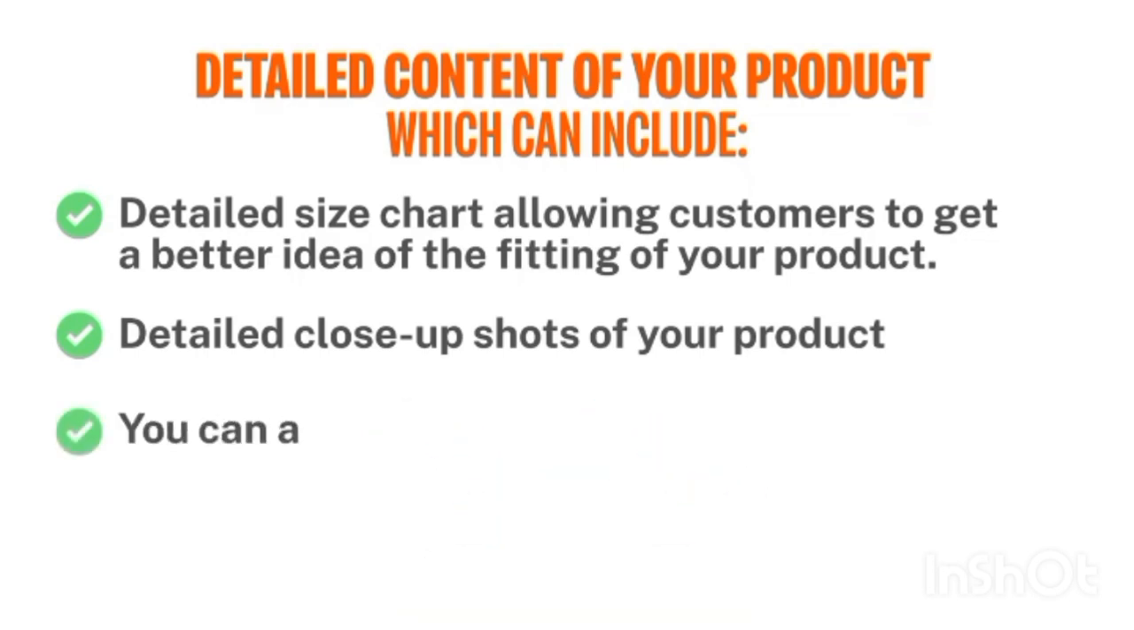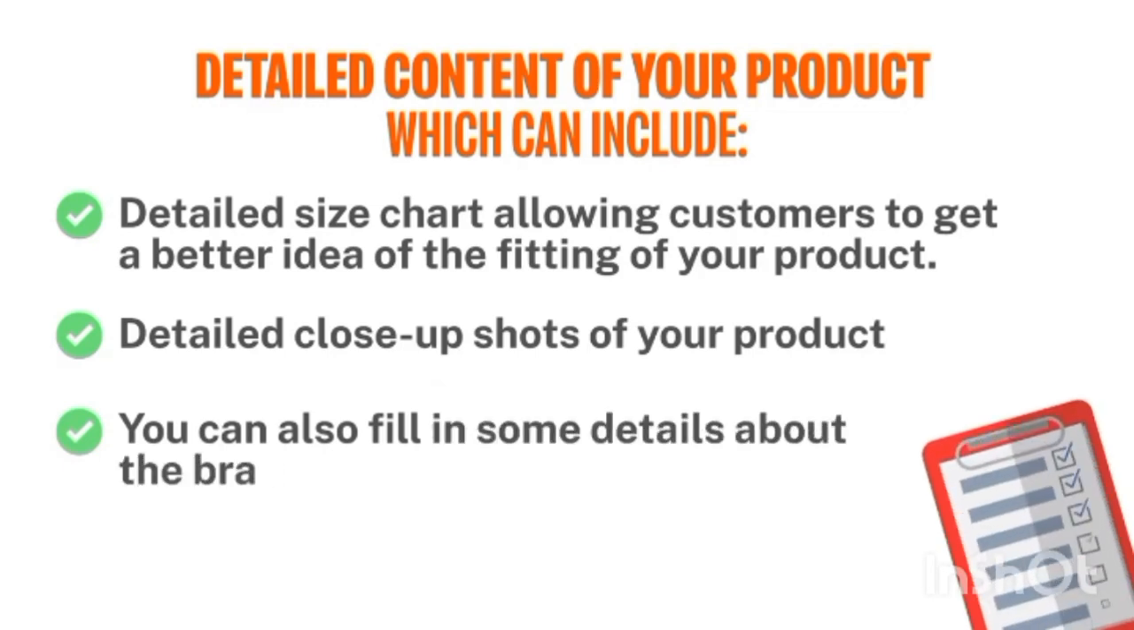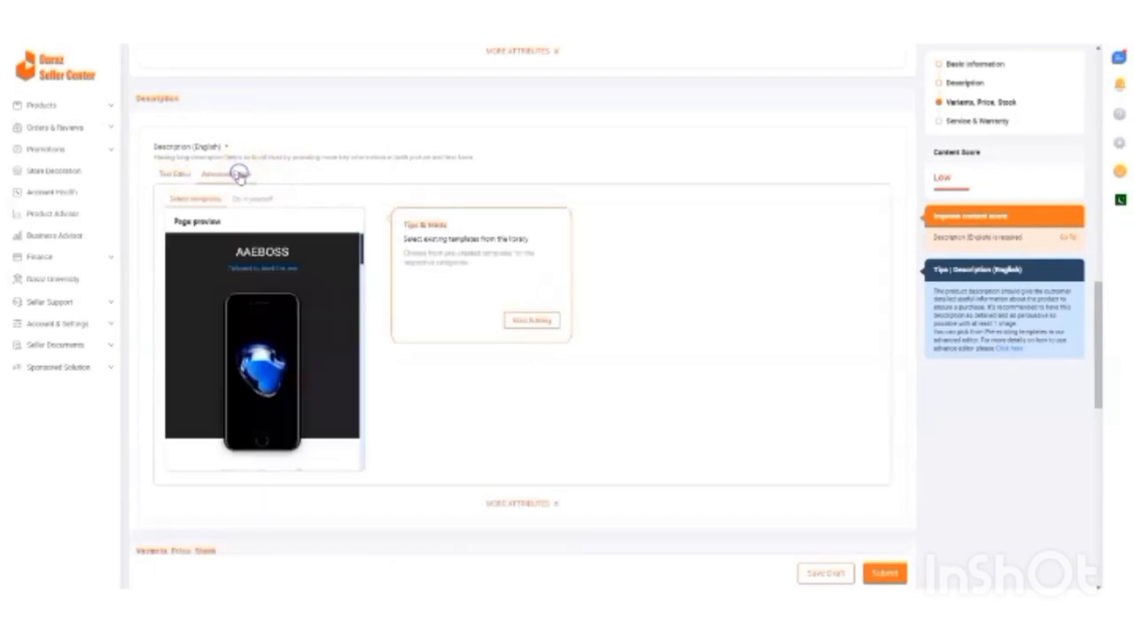You can also fill in some details about the brand itself. This adds prestige to the brand and will add more value to your product. You can also use the advanced editor feature to add your product description. Through this feature, you will be able to add pre-made templates to showcase your product even better.